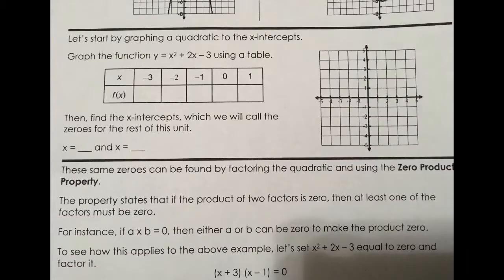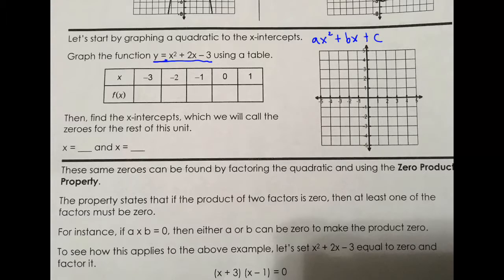And moving along, next section of your notes here. It says, let's start by graphing a quadratic to the x-intercepts. Graph the function, and you see the function listed here. y is equal to x squared plus 2x minus 3. And I'm going to write up here standard form, which is ax squared plus bx plus c. That is what a quadratic looks like in standard form.